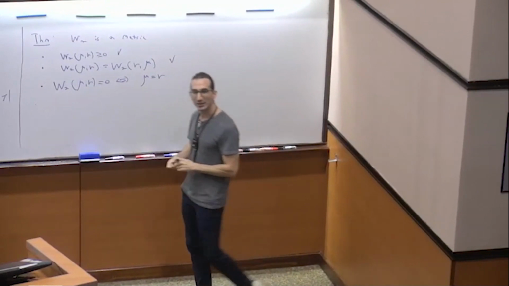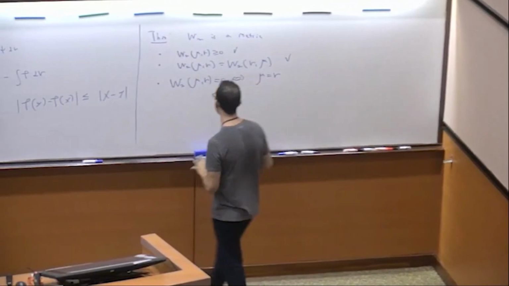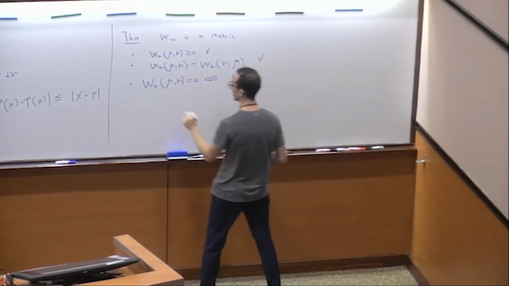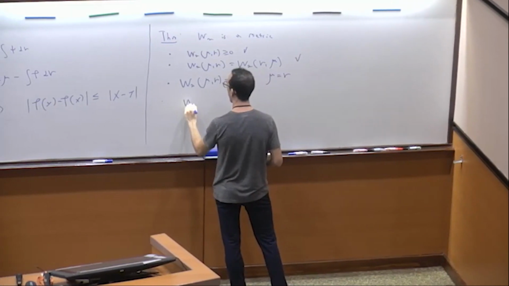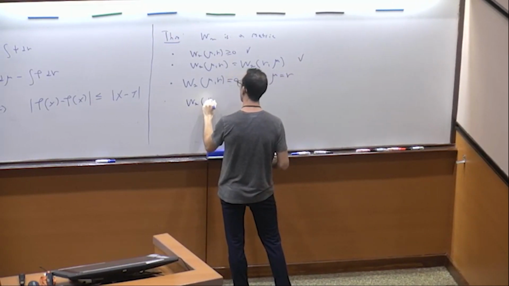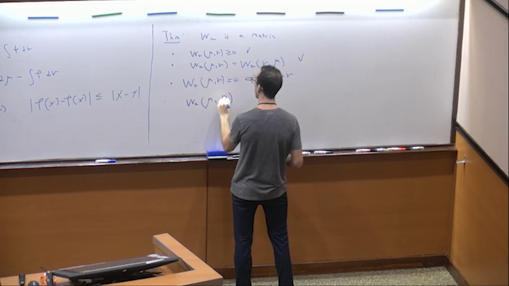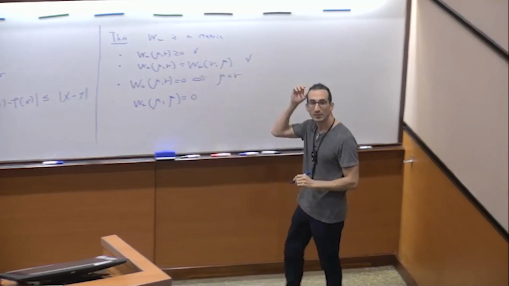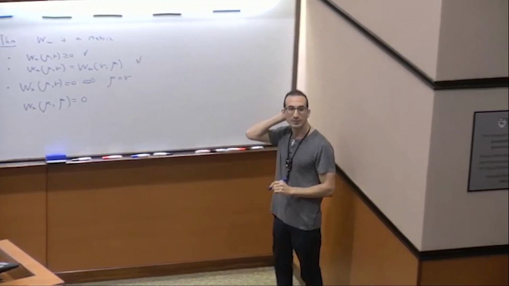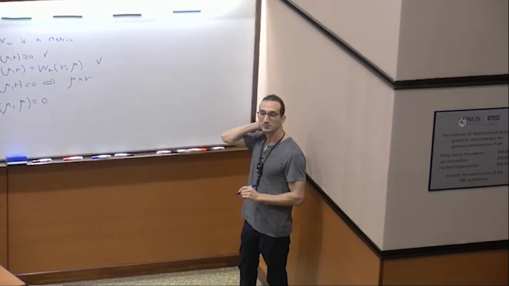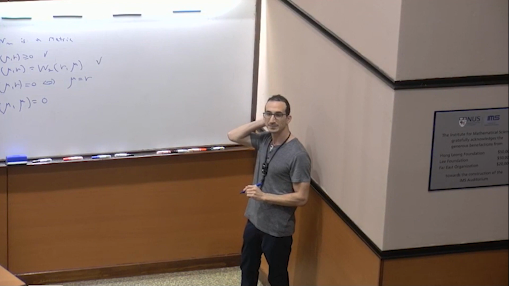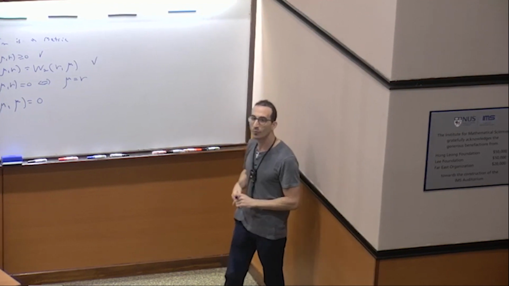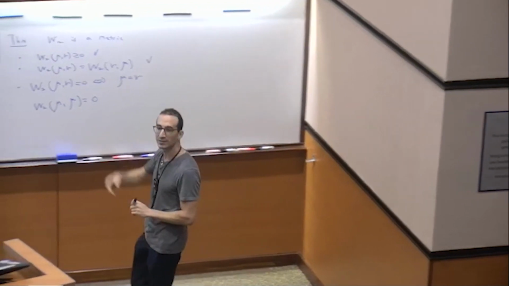Both directions are kind of easy, but one direction is easier than the other. So why is it that if we take nu to just be mu, we get 0? Anyone? If nu is equal to mu, why would we get 0 in that definition of the metric?